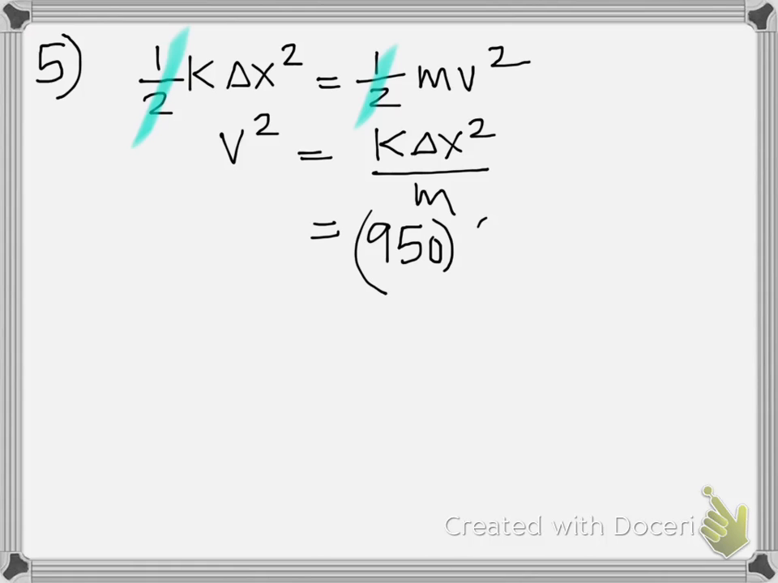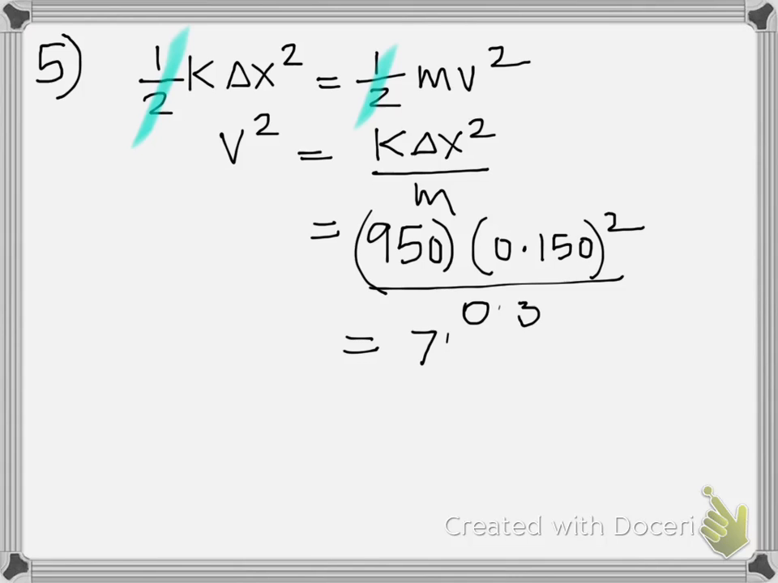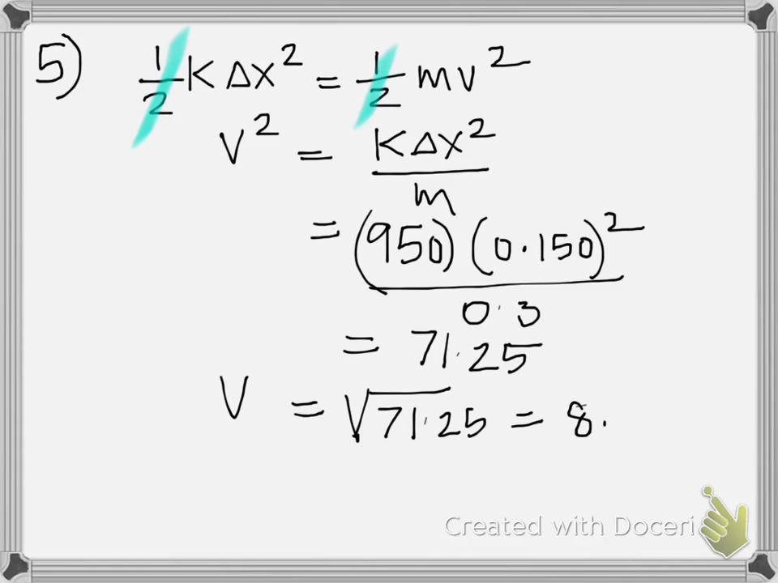K is 950. And you compressed it by 0.150 squared divided by mass is 0.3. 71.25. Check the calculation again, please, because I'm just doing it. Okay. And you take the square root of 71.25 or 71.3 and you get 8.44 meter per second. Is that what you got? Yes. Good.